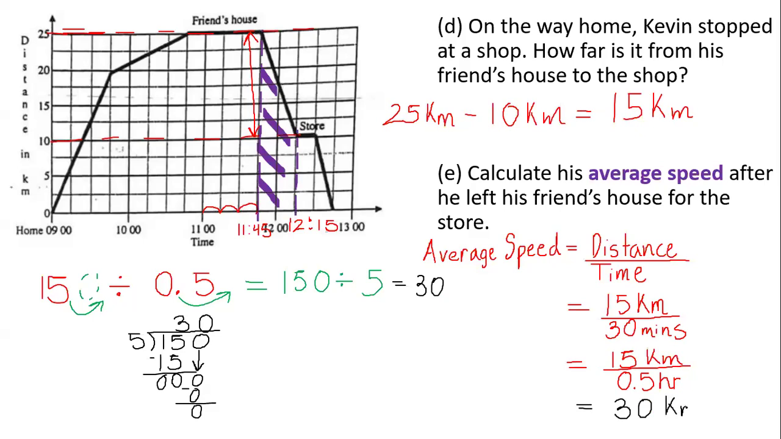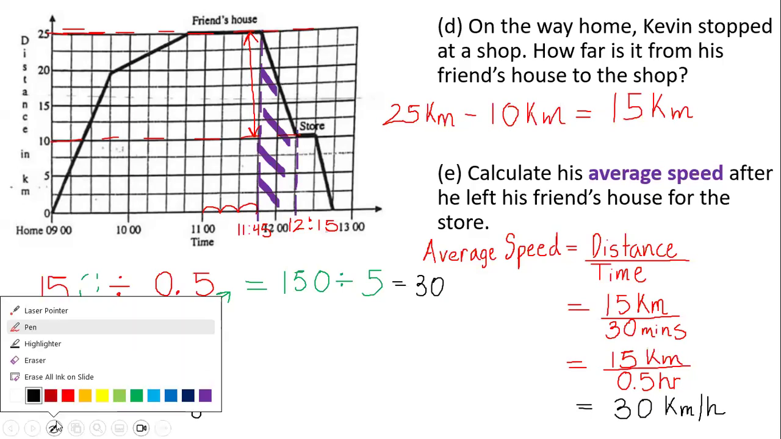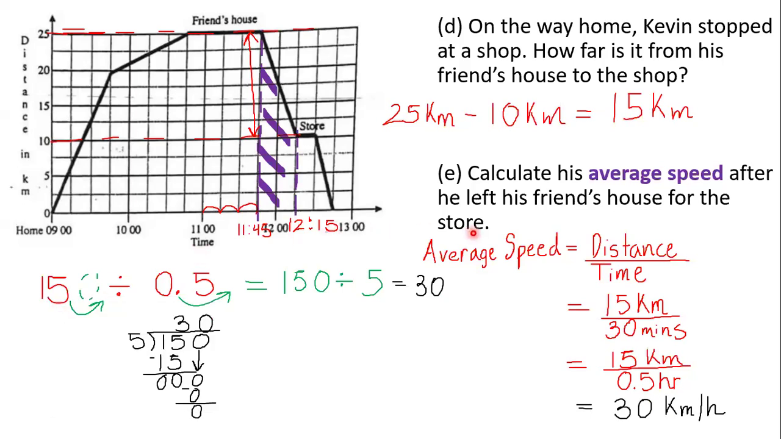Average speed, kilometers per hour. So, quick recap. What did we do? We said average speed is going to be equal to distance over time.